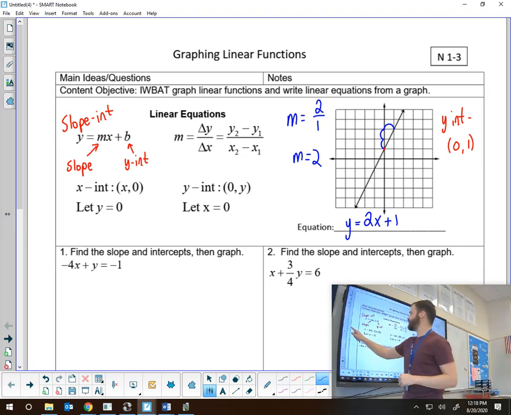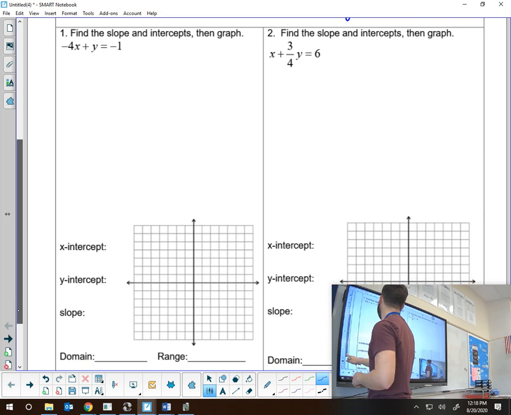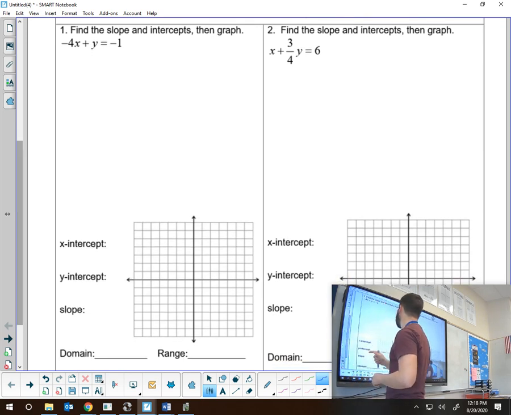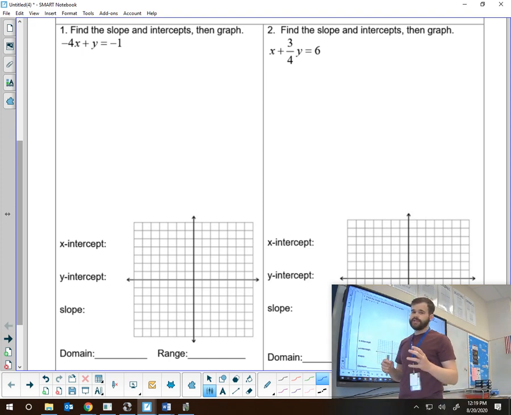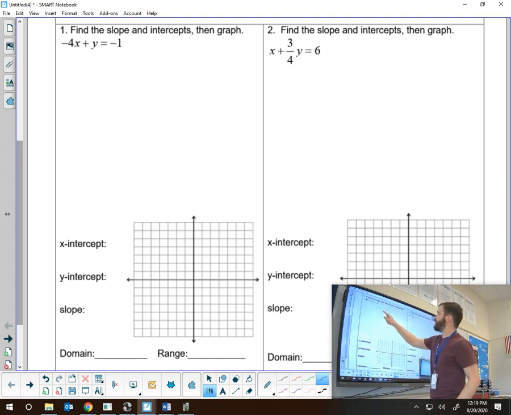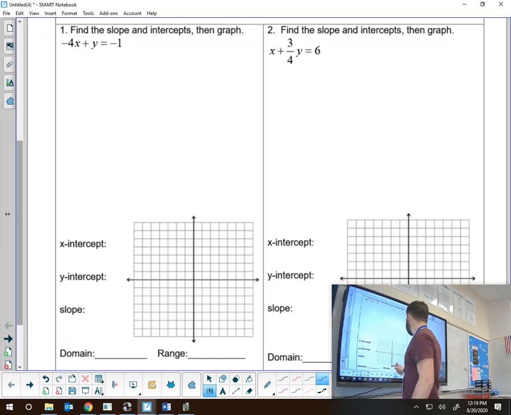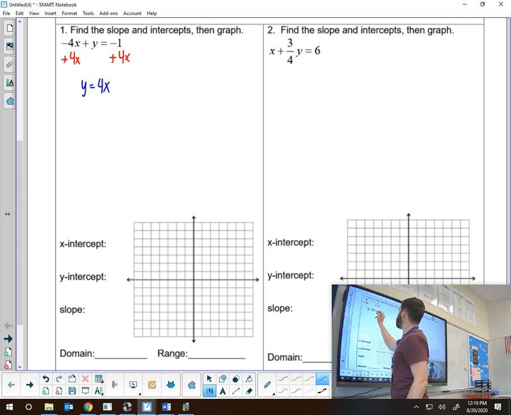Okay, let's scroll down here and take a look at number 1. Number 1 is asking us to find the slope and intercepts of that equation and then graph. I'm going to first put it into slope-intercept form so I can find 2 out of 3 of those very easily. To get it in slope-intercept form, I need to get y by itself. So I'm going to move this negative 4x over to the other side, and to do that, I'm going to add 4x to both sides. That's going to leave me with y equals 4x minus 1.